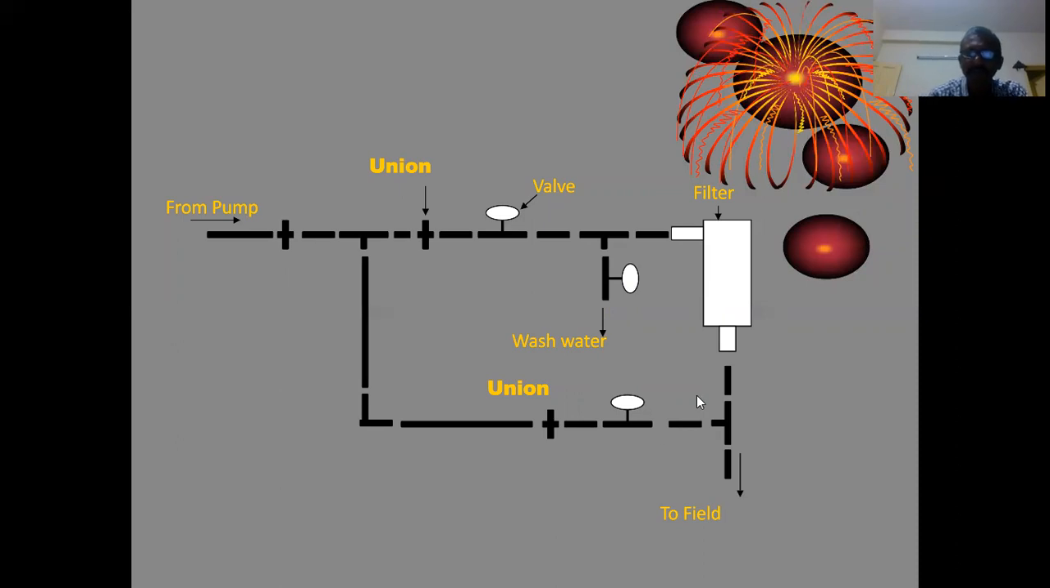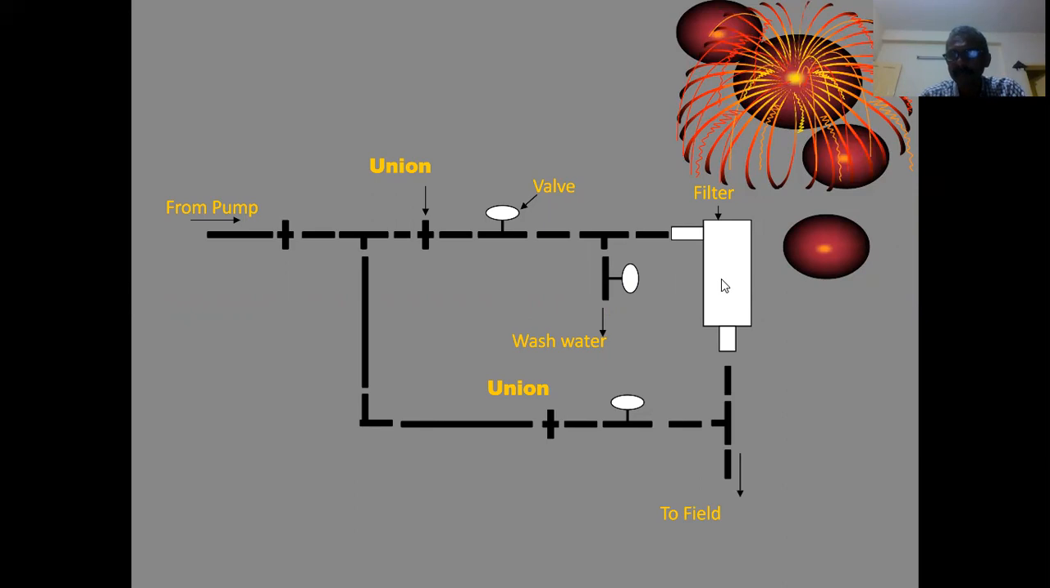In case one wants to wash the filter, during that process, what should be done is this valve should be closed. Then water from the pump would come and go this way, and this valve will be opened, and on this side also you should have one more valve, and that should be closed, so that water goes this way.